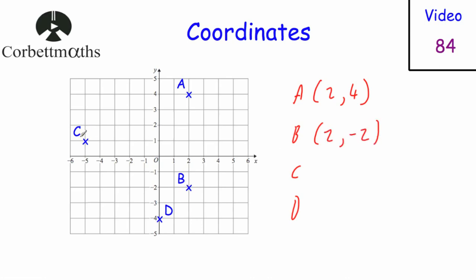Next, the coordinates of this point C. So again, we start at the origin. We're going to go across minus 5 and up 1. So it's going to be (-5, 1). And finally, the coordinates of the point D. Well, we're not going left or right. We're not going across anywhere. And we're just going to go straight down 4. So the coordinates would be (0, -4). So that's it.